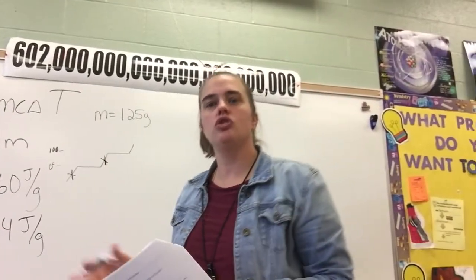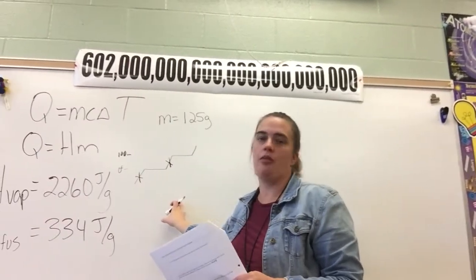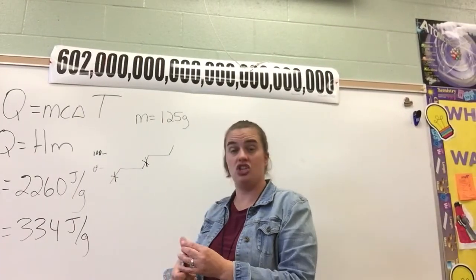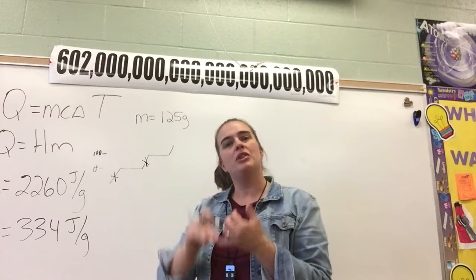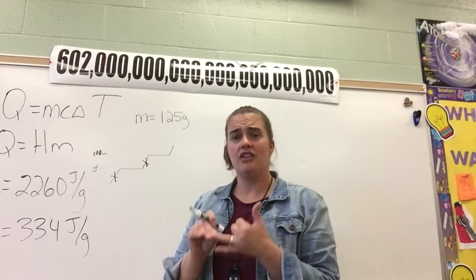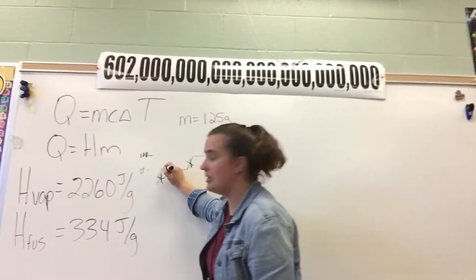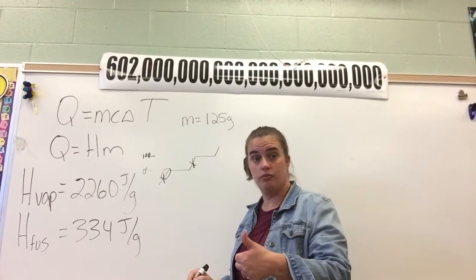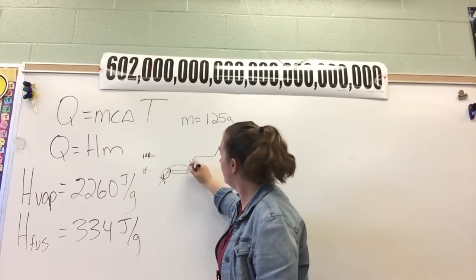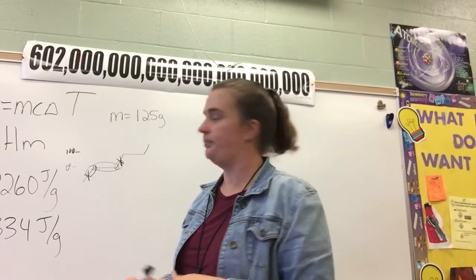The reason why I want you to draw a phase change graph like that is because you don't just do one problem, Q equals MC delta T. Yes, we have a temperature change, but within that temperature change, we also have that phase change. So guess what? We have to look at how many segments it goes through. This is the first segment, so I have to calculate Q for that segment. I have to calculate Q for that segment. I have to calculate Q for that segment. So I have to calculate 3 different Q values.